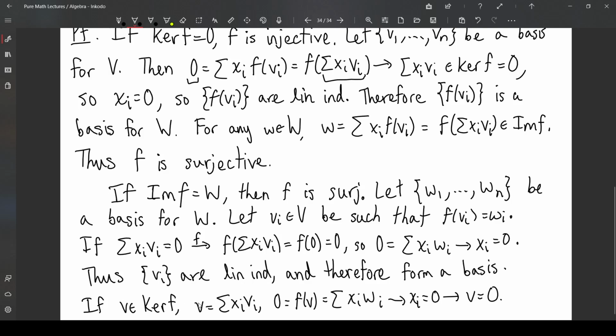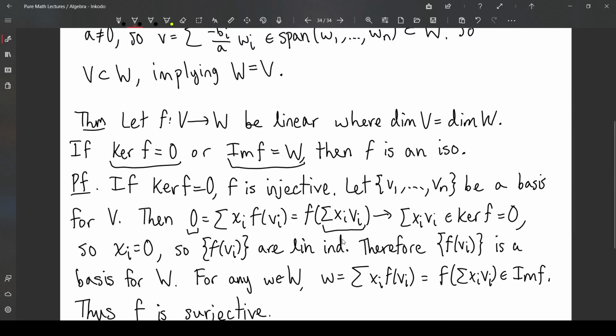So v is in the kernel, okay, and I can write it in terms of these coordinates. By definition, if v is in the kernel, f of v equals 0. Now I can use the fact that f is linear to write this as a linear combination of f of v sub i, but f of v sub i is w sub i, so I get a linear combination of the w's. The w's are linearly independent, so that means each x sub i equals 0, and if each x sub i is 0, that means that v itself is 0. Okay? So the kernel of f is 0, so f is injective, and that shows, again, f is an isomorphism.